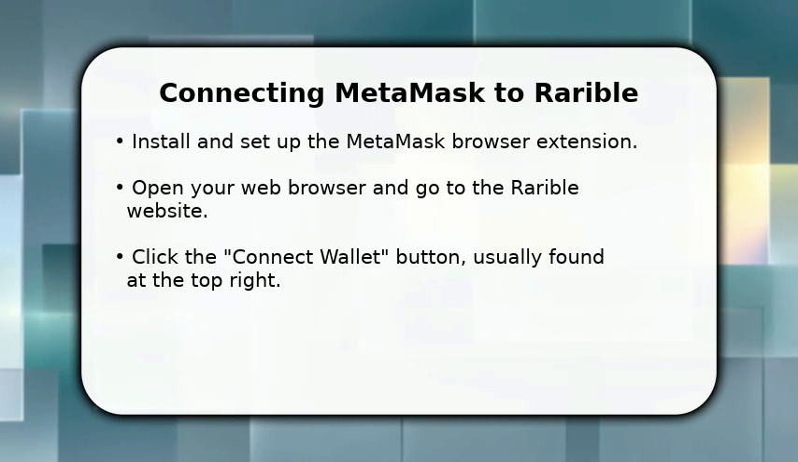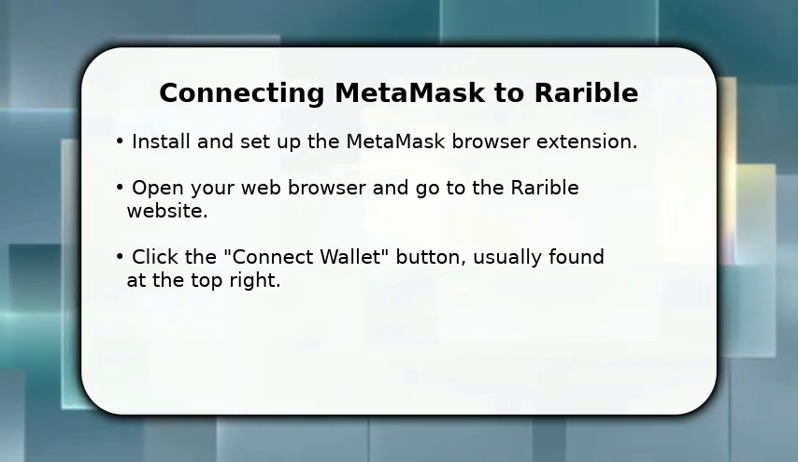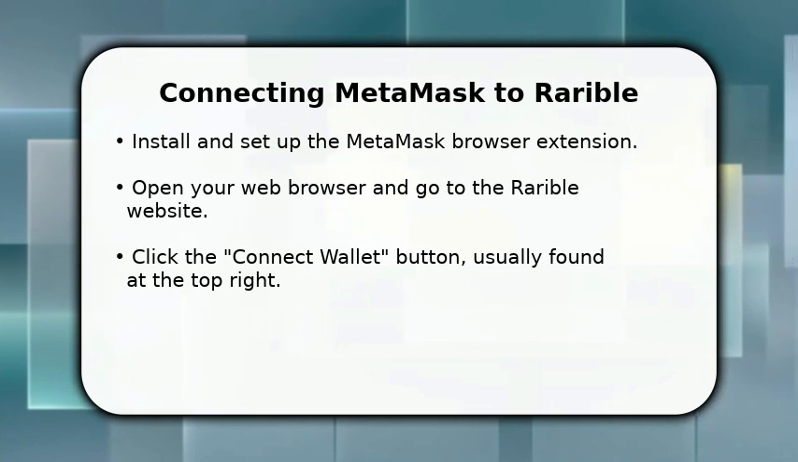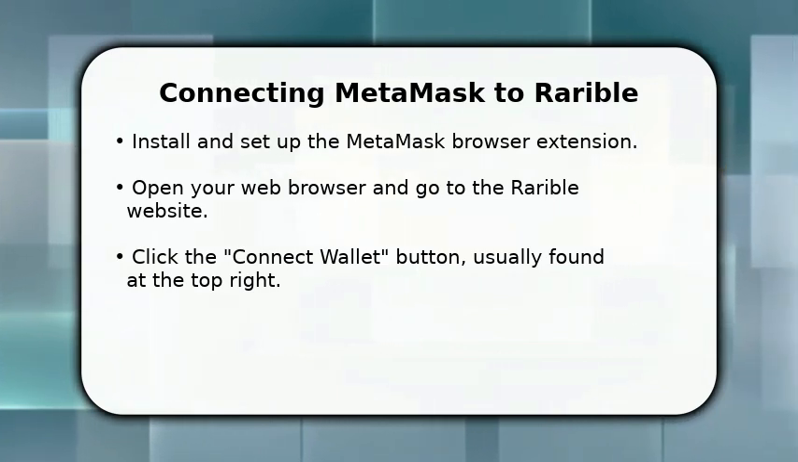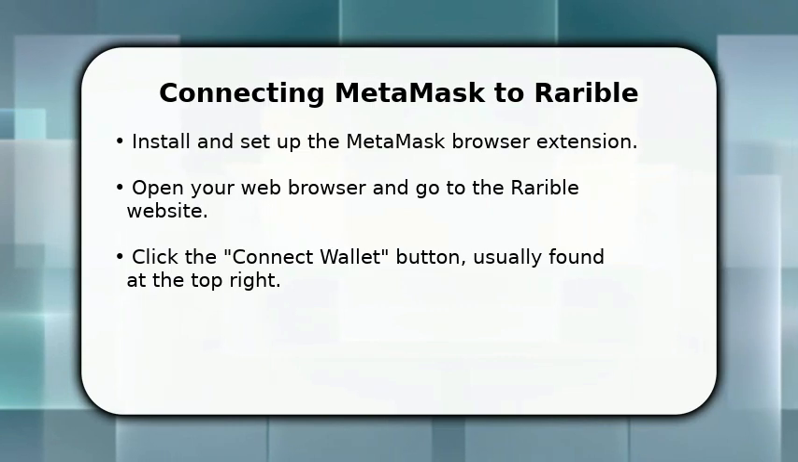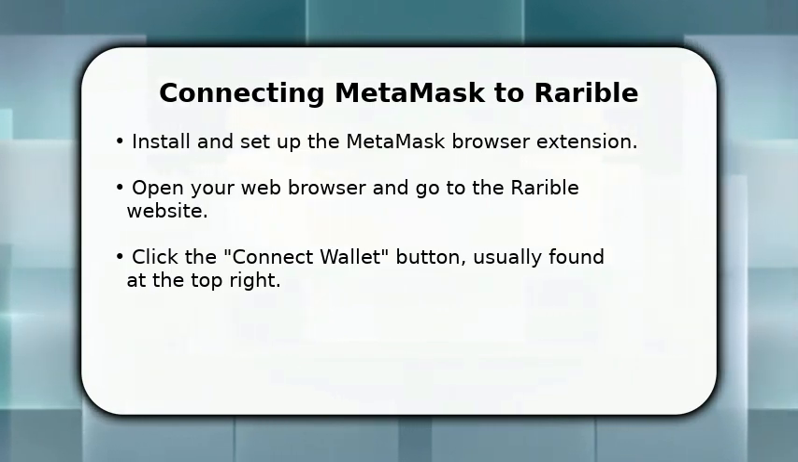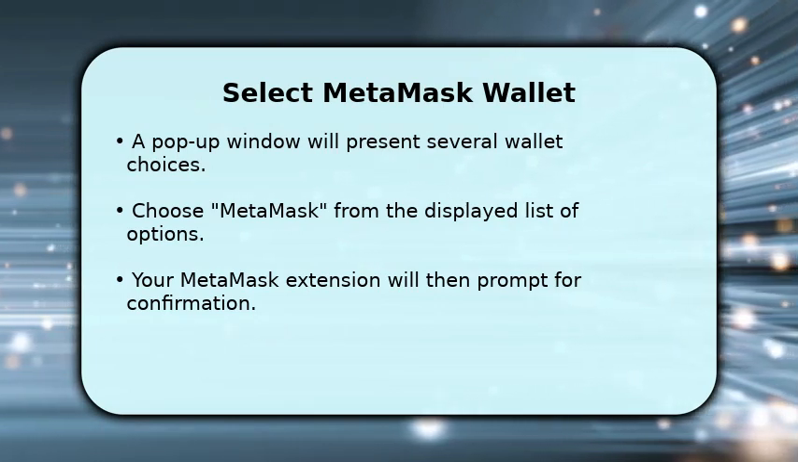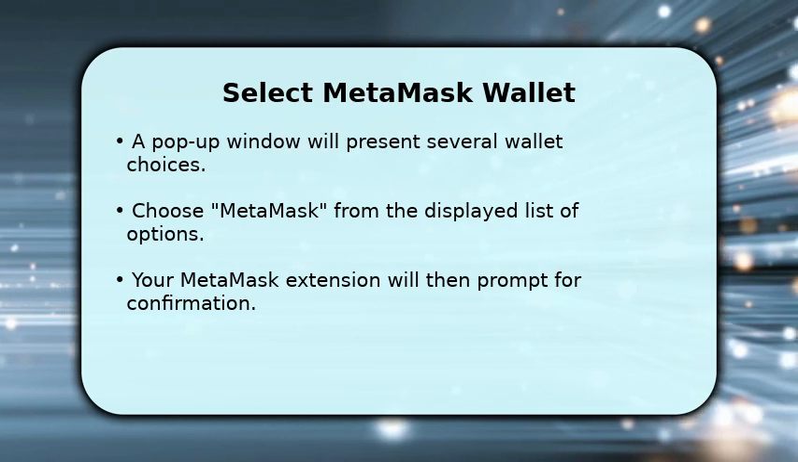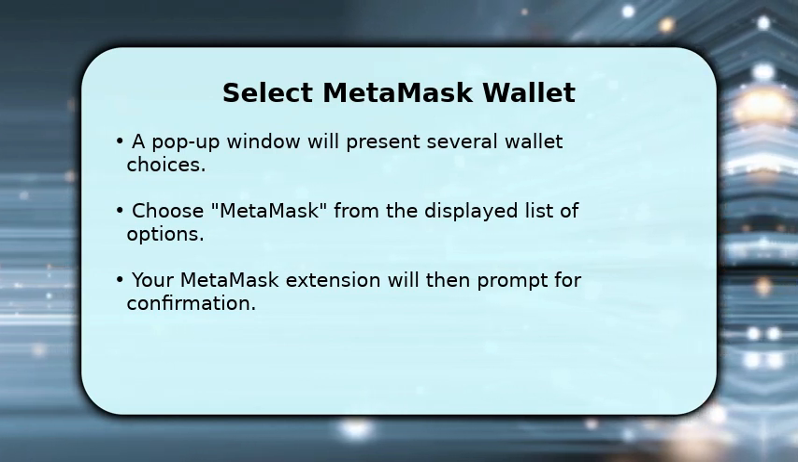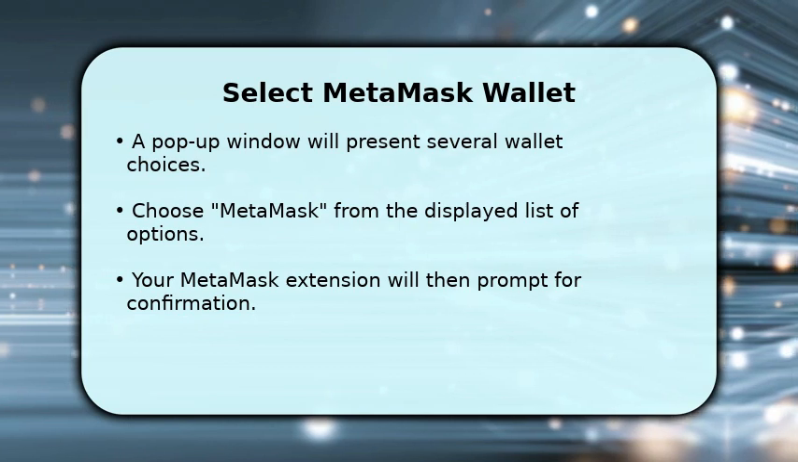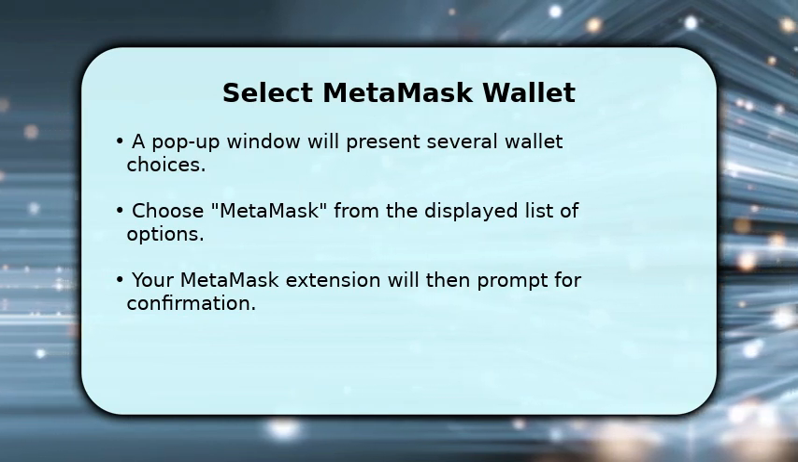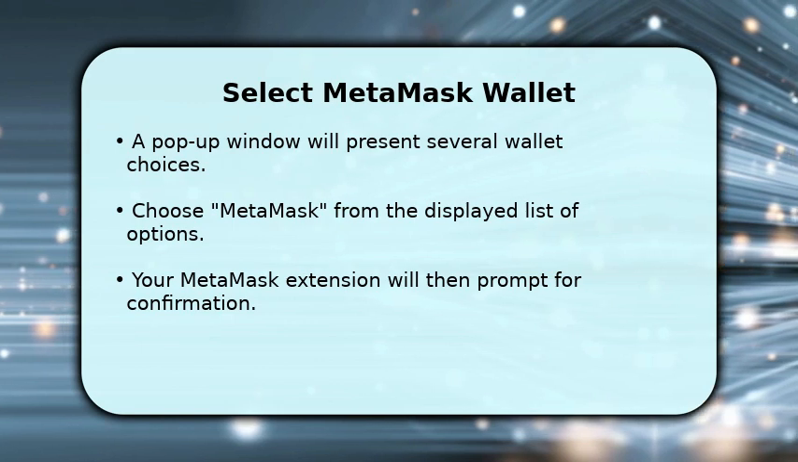Once on the Rarible homepage, look for and click the Connect Wallet button, typically located in the upper right-hand corner of the screen. This action initiates the connection process. After clicking Connect Wallet, a new pop-up window will appear, showcasing a variety of cryptocurrency wallet options. From this list, you will need to specifically select MetaMask as your preferred wallet for connection.